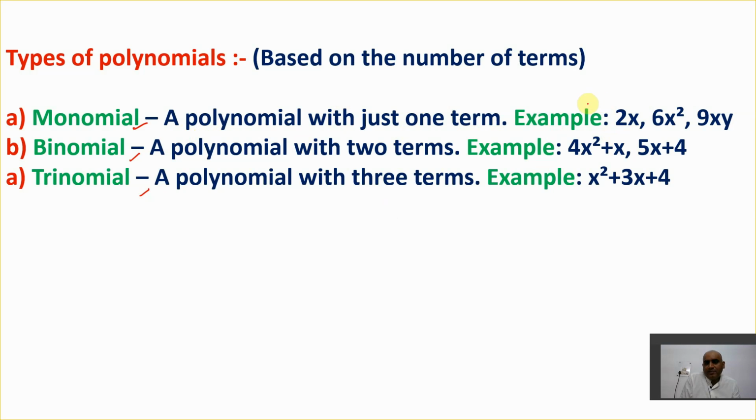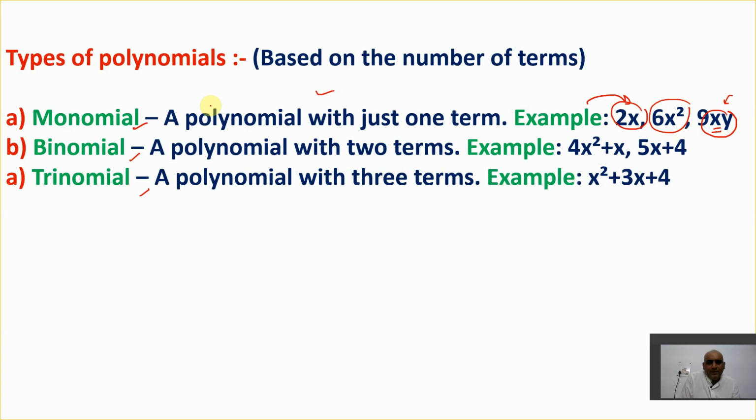Here I have taken some examples. 2x is only a single term, 6x squared is a single term, 9xy is also a single term. This is a single term of two variables. I hope you get this point.